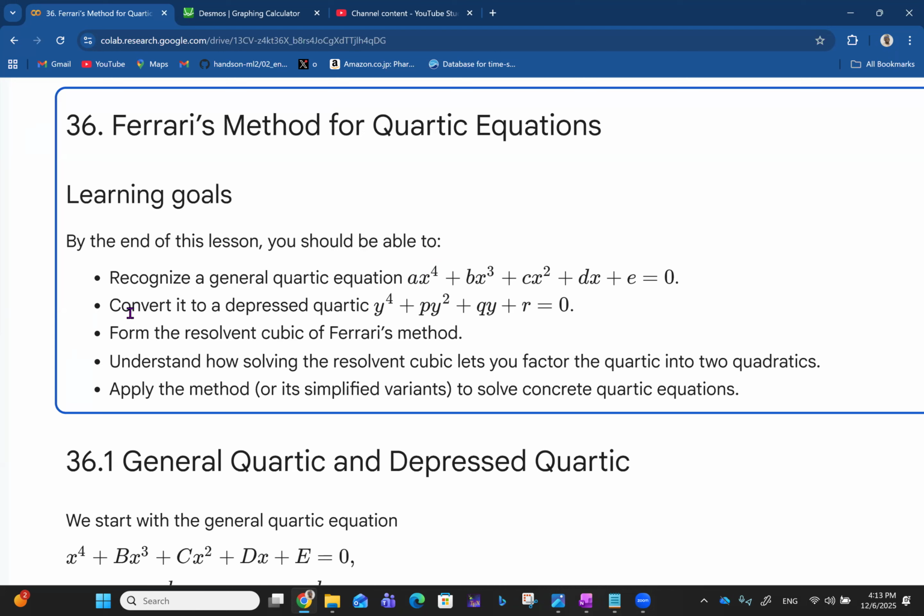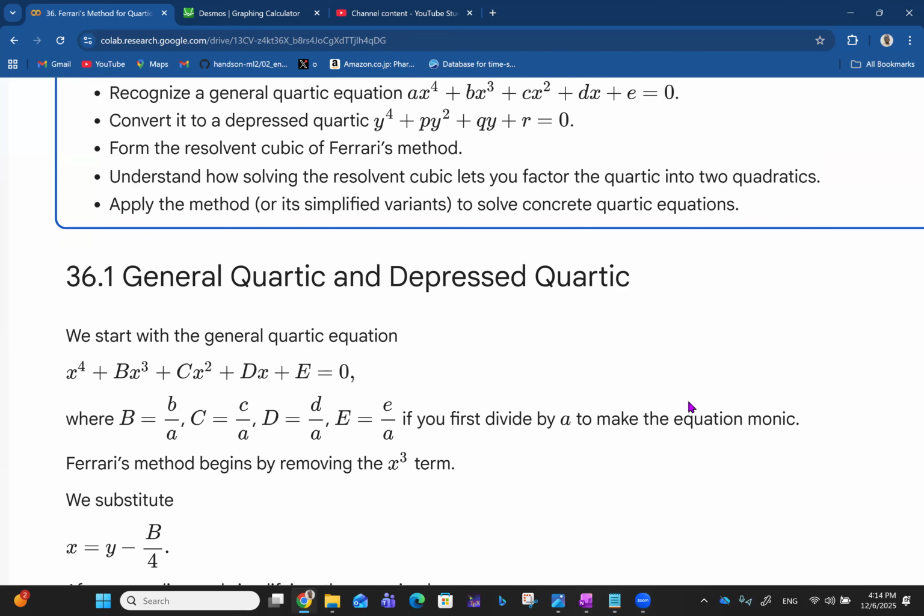So once you recognize it, then you can convert it to a depressed quartic, y raised to power 4 plus py squared plus qy plus r equals 0. Now, just like we saw in Cardano's method, depressing a cubic equation removes the second order, the variable in power 2. If you depress a quartic equation, on the other hand, you remove the variable in order 3, right? So you recognize the equation, convert it to depressed quartic, and form the resolvent cubic of Ferrari's method. Then you understand how solving the resolvent cubic lets you factor the quartic into two quadratics. So apply the method or its simplified variant to solve concrete quartic equations.